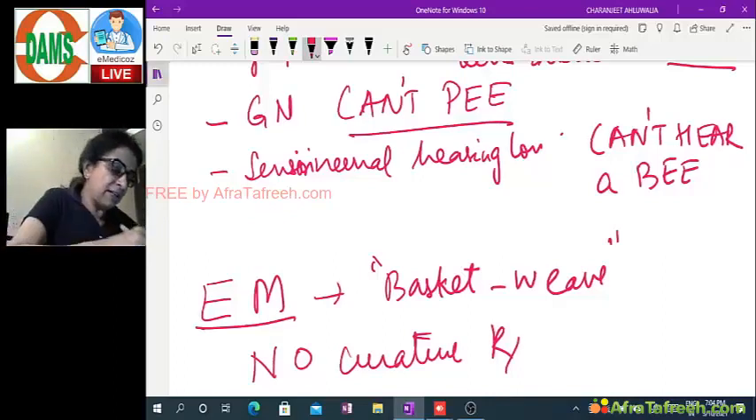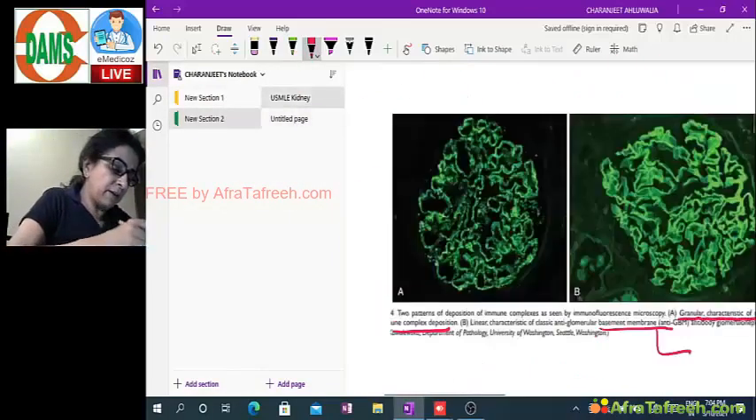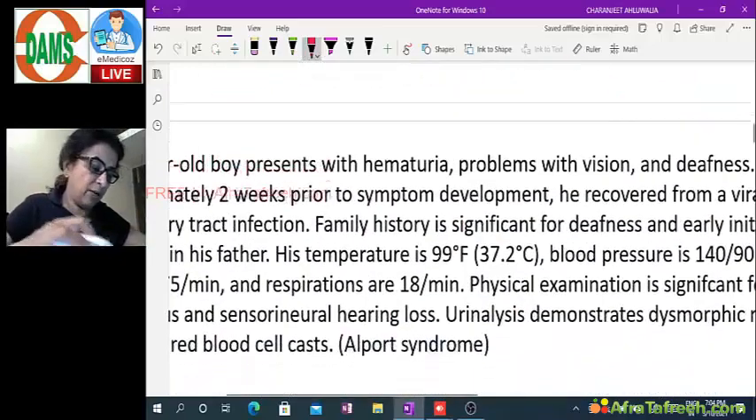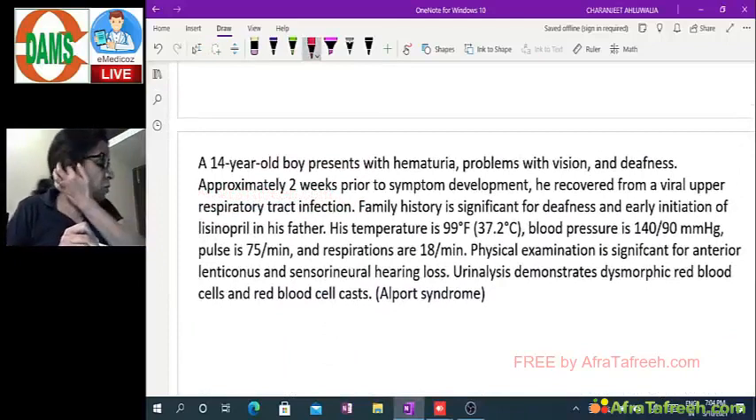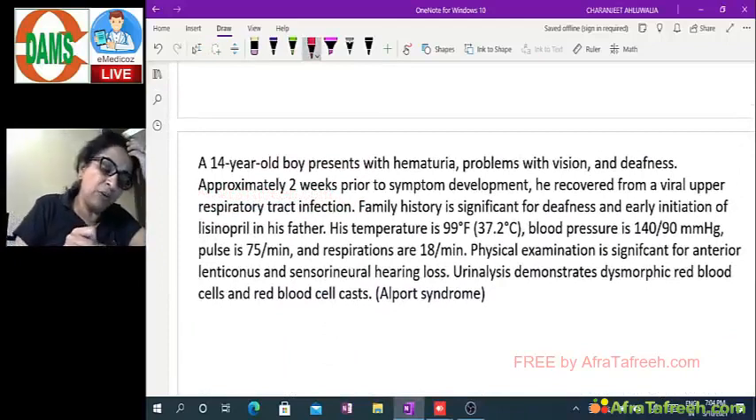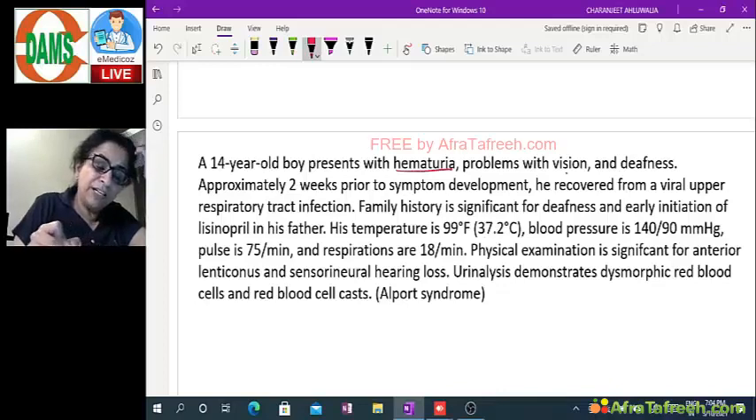Okay. So now let us come to a few questions. Okay, so I finished here. Now let us see a few questions and a few images. A 14-year-old boy presents with hematuria, problems with vision, and deafness. So problems with vision and deafness.